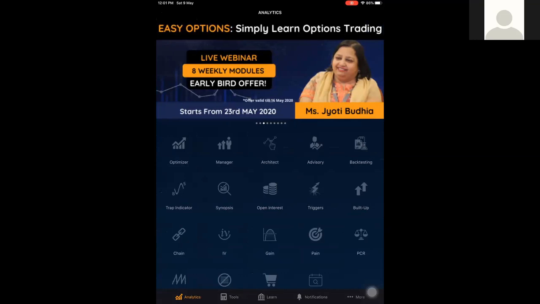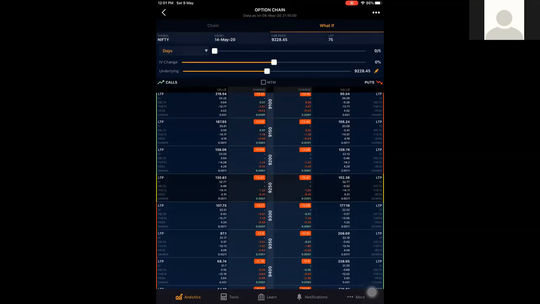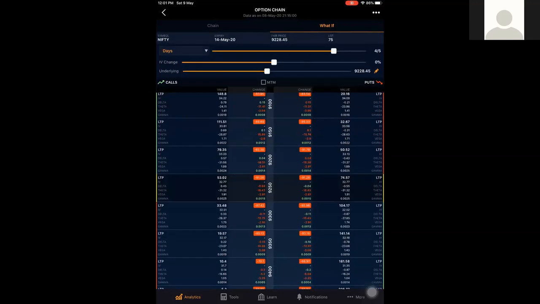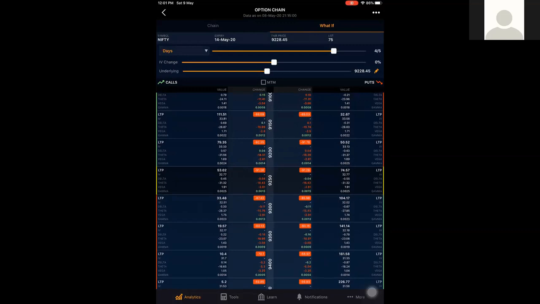Ma'am, I want to know, if I am shorting a straddle, how can this be useful? The person who is doing expiry trading, for them the chain comes really very handy. So again, I'm taking a quick brief. I go to what if analysis. Say for instance, I had shorted the 9250 call and put at 53 and 74, which comes to around 127.